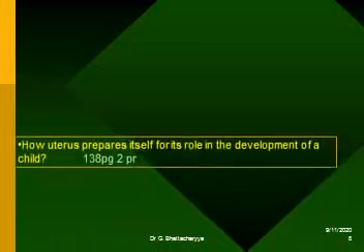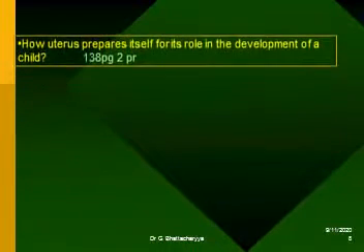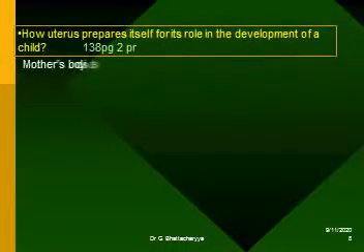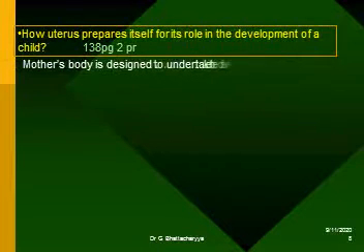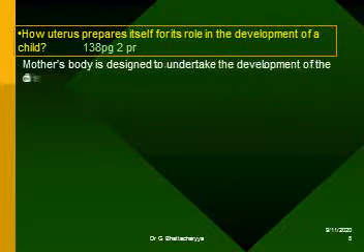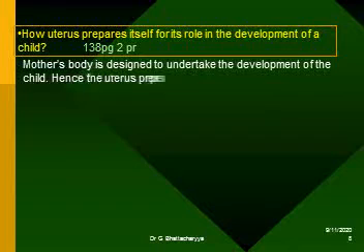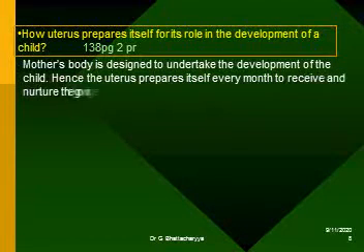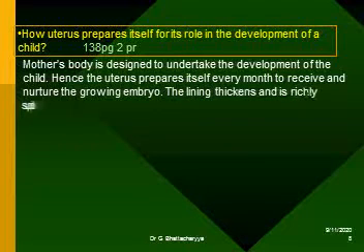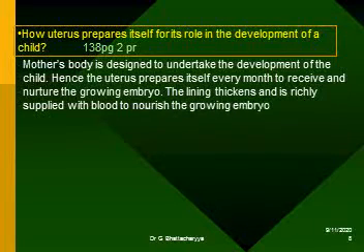How does the uterus prepare itself for its role in the development of a child? Mother's body is designed to undertake the development of the child. Hence, the uterus prepares itself every month to receive and nurture the growing embryo. The lining thickens and is richly supplied with blood to nourish the growing embryo.